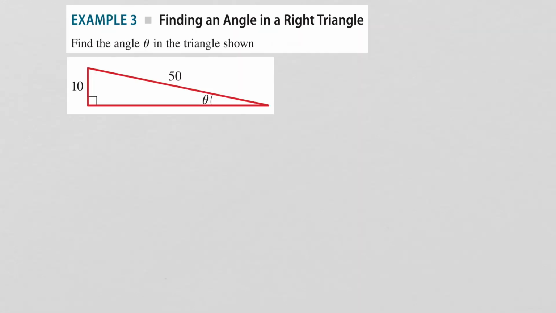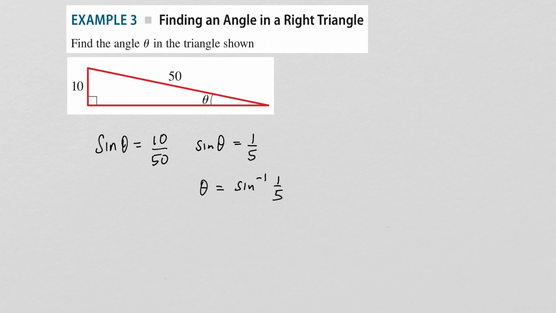We can use inverse trigonometric functions to find angles and triangles. So if you look at the following triangle, here we have some angle theta, and then this is the side opposite that angle theta, and this is the hypotenuse. So we know that sine of theta must be equal to 10 divided by 50. Now that's the same thing as saying sine of theta is equal to 1/5. And if sine of theta equals 1/5, theta would simply be the inverse sine of 1/5. And now we can plug this into a calculator to get the answer here.